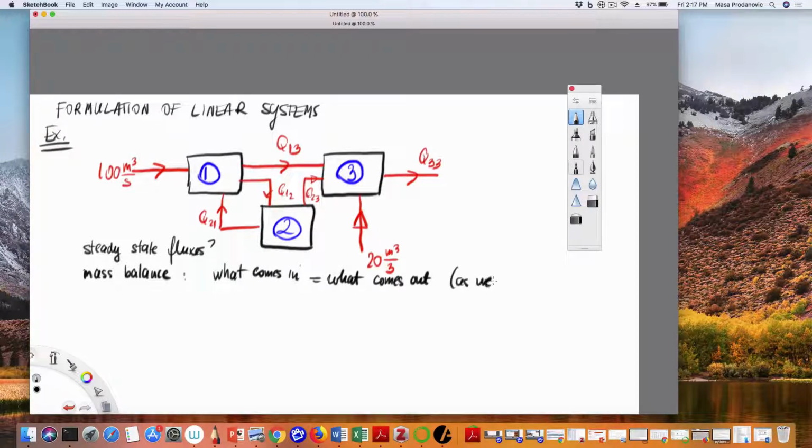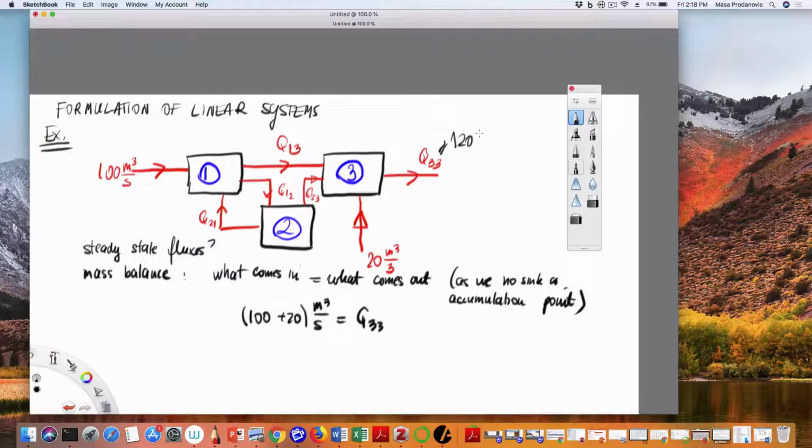As we have no sink or accumulation point within this system. Therefore, just the general mass balance tells me that 100 plus 20 meter cube per second has to be equal to Q33. So this is really not an unknown. I can just treat it as something I know.